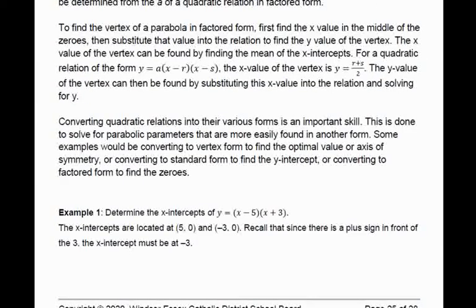The axis of symmetry passes through the vertex, and the axis of symmetry can be found between the two zeros. It'll be at the exact midpoint between the two zeros. So if we know those two zeros, if we know the r and the s, and we find the average of the r and the s, that will give us the axis of symmetry. And once we know the axis of symmetry, we will know the x value of the vertex. And if we substitute that x value into our quadratic relation, we'll find the y value of the vertex.